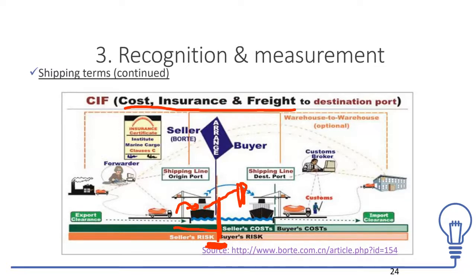We've got another hybrid called CIF, right? So CIF is similar but slightly different. What CIF says is the risks transfer at one time, but the costs transfer at a separate time. So the risks transfer when the ship is loaded and the ship leaves the harbor. So remember with free on board, we said only when it's loaded. So here it says it's loaded and it leaves the harbor.